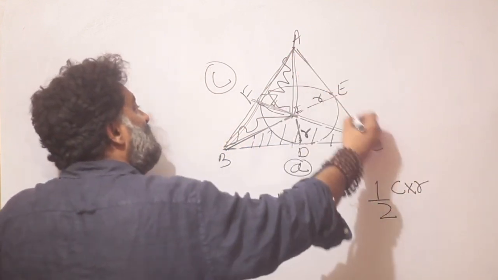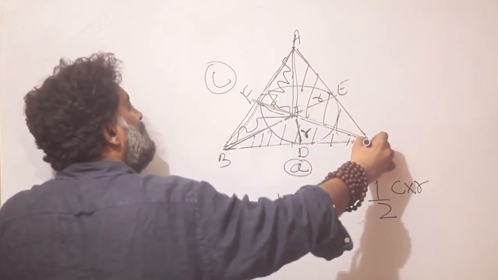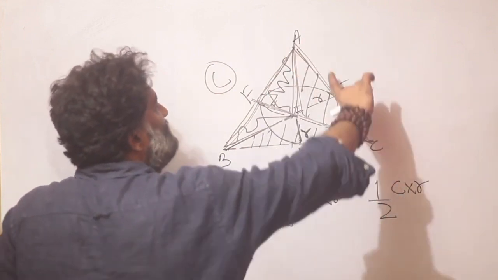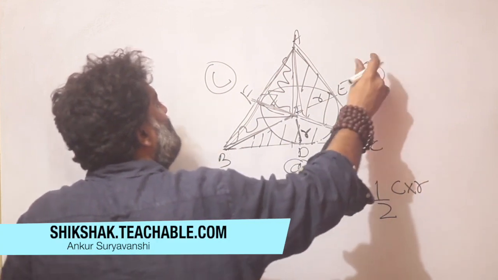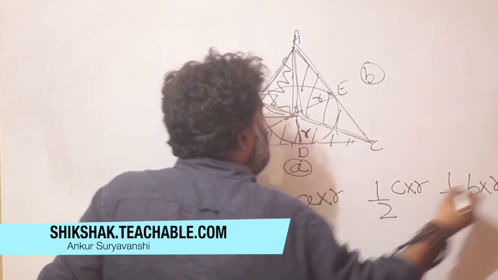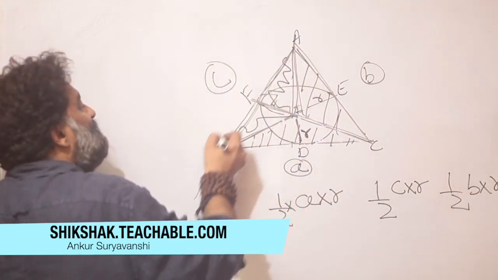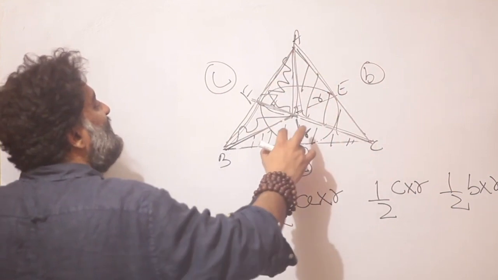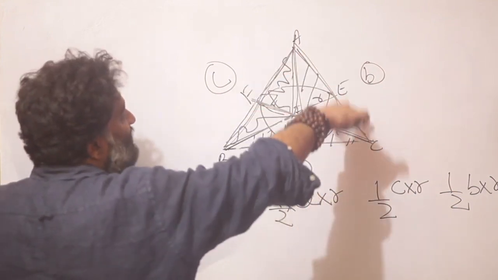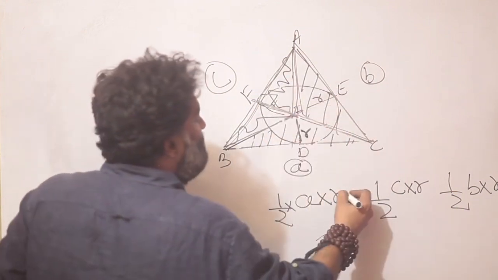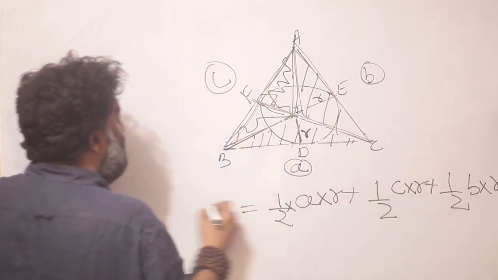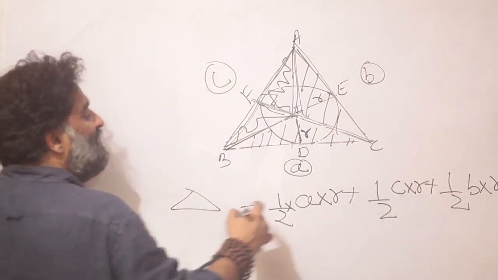Now look at this particular triangle, CIA. The area of this triangle is going to be, this was small b into radius, or half b into radius. Now think of the big triangle. The big triangle is made up of these three triangles. That means if I add them up, I will get the area of the whole triangle. So add them up, put a plus sign. So this is the area of the triangle.